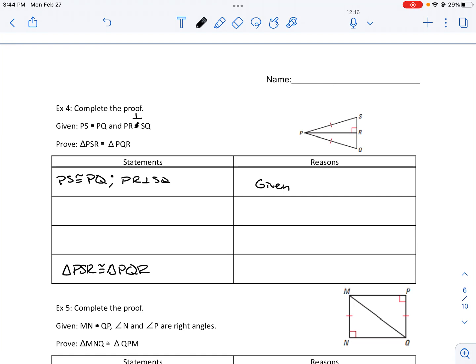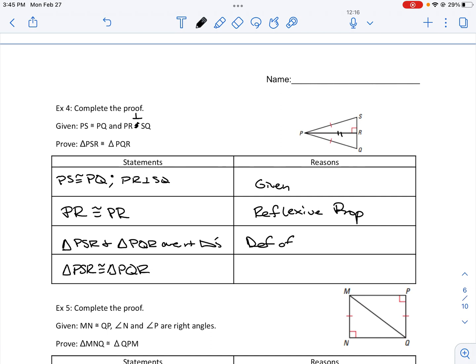Well, I've got an overlap, so I know right away reflexive. Got to use that. Try to use that as much as I can. So we have PR is congruent to PR. Now, I don't have anything that explicitly states that I have right triangles, so I actually have to state that. So triangle PSR and triangle PQR are right triangles. And that's the definition of right triangles.